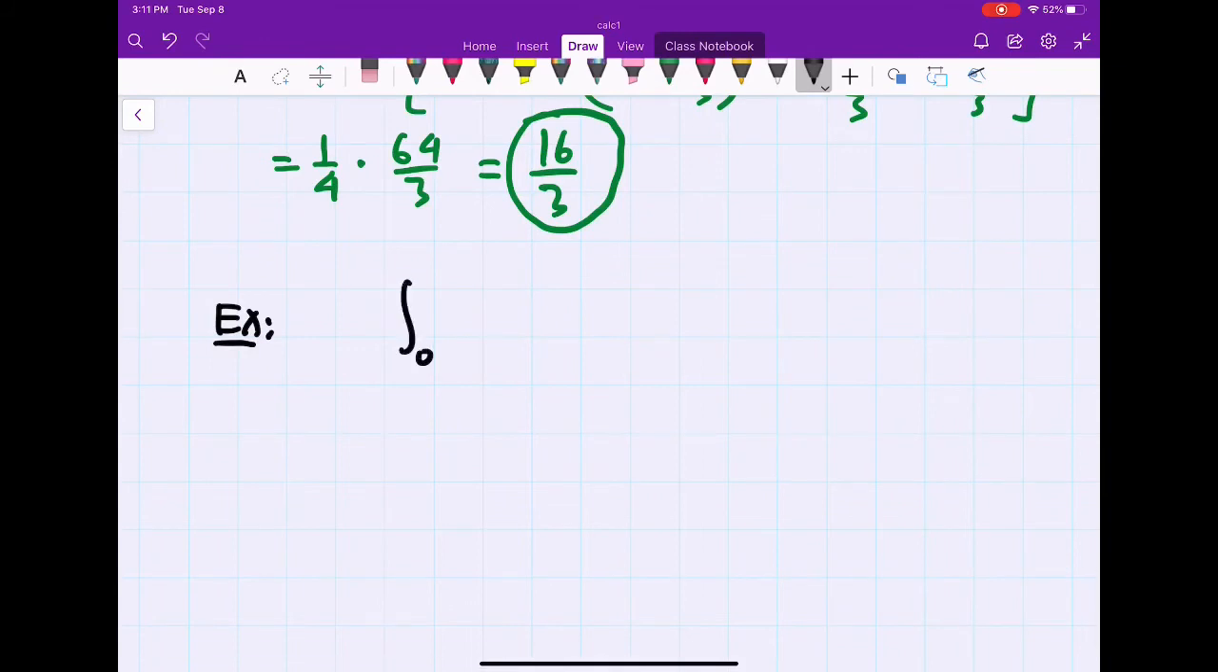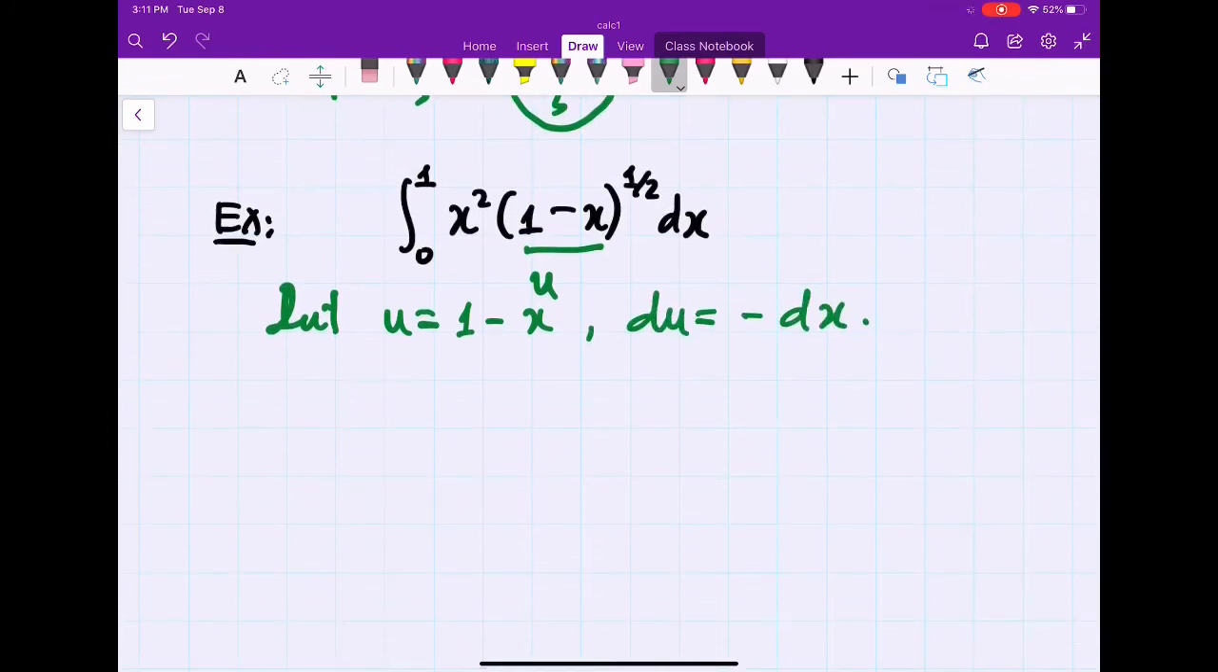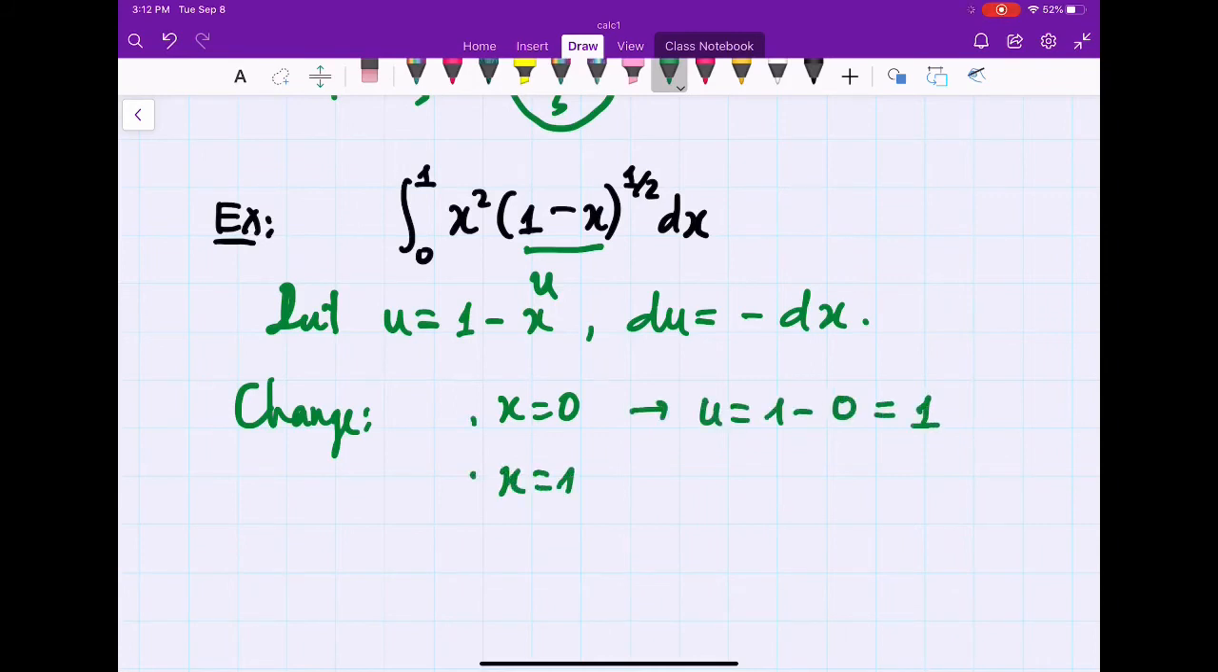We need to find the integral from 0 to 1 of x squared times (1 minus x) to the 1/2 dx. Of course, you can see you put u equals 1 minus x, and then du is negative dx. Now you change the integration limits. When x equals 0, u equals 1 minus 0, which is 1. When x equals 1, u equals 1 minus 1, which is 0.